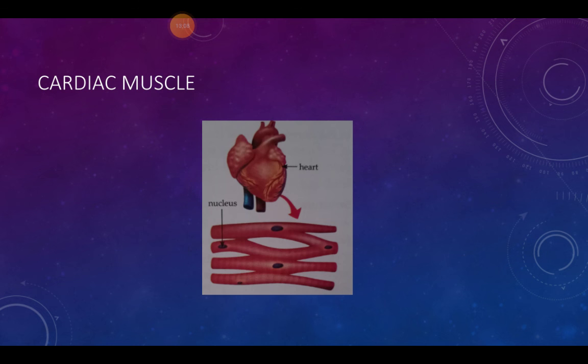Next, cardiac muscles. These are special types of involuntary muscles that work continuously. They are present only in the heart. They do not get tired. They have alternate light and dark bands.